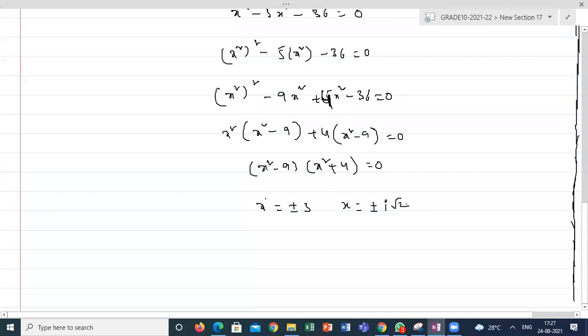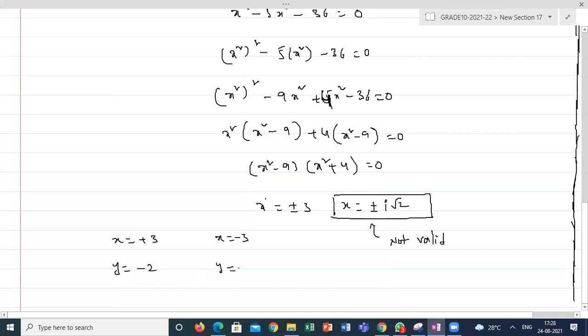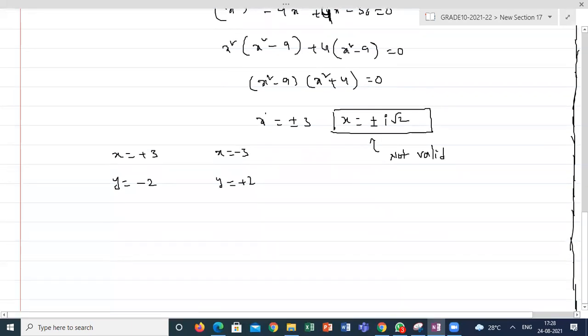Clear what I'm saying? x = ±3 and x = ±2i. Why is x = ±2i not valid? Anyone? Can you give the reason why I have to take x = 3, x = −3? Correspondingly, I will get y = −2, y = 2. Sir, because it is complex, but the question is real numbers. Yeah, x and y are real here.